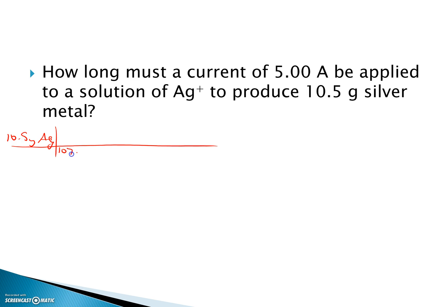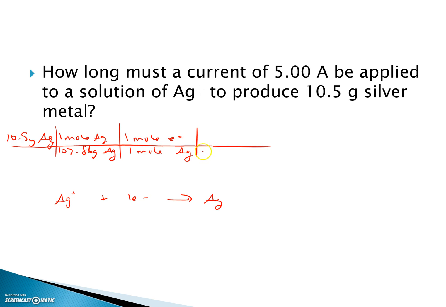So we've got 107.86 grams of silver for every 1 mole of silver. And then we know that silver has a +1 charge. So that means that for every 1 mole of silver, we're going to need 1 mole of electrons. We can then go to coulombs because we know that 1 mole of electrons is equivalent to 96,485 coulombs.